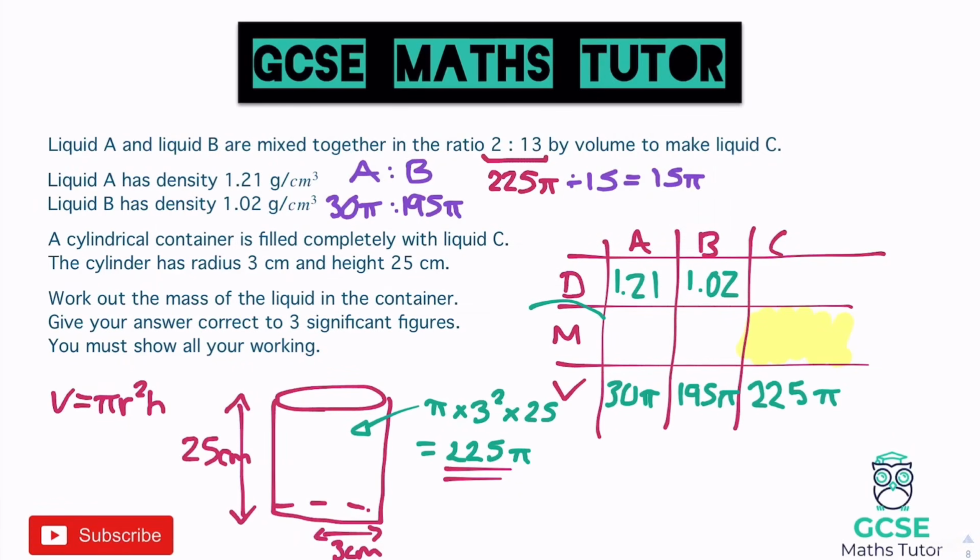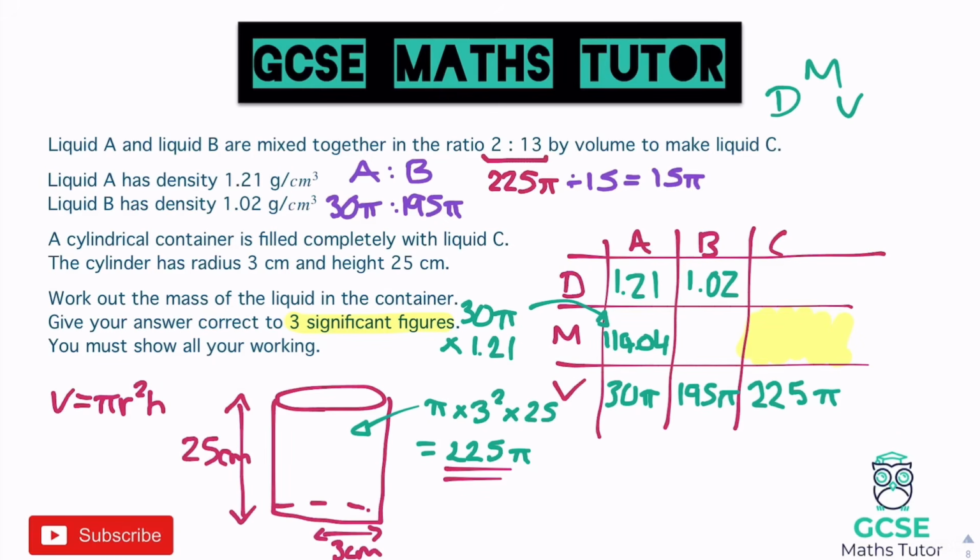We can get the mass of A. Remember in our formula, density is mass over volume. Let's just write that up here. So to get a mass, it's density times volume. So I'm going to do 30 pi times 1.21, and that's going to give me the mass there of A. So 30 pi times 1.21 doesn't give me a nice number in terms of pi this time, so I'm going to turn it into a decimal. Now the question says give your answer to 3 significant figures, so for the purpose of my work in here, I'll leave it to 5. So we've got 114.04 to 5 significant figures.